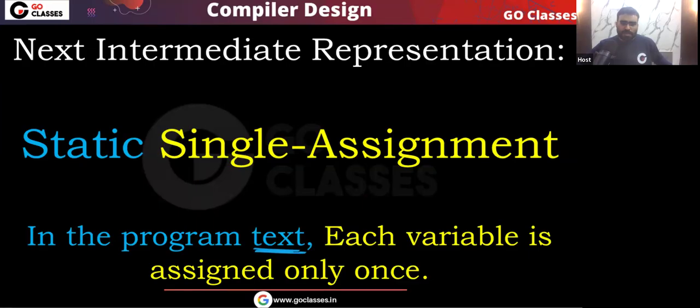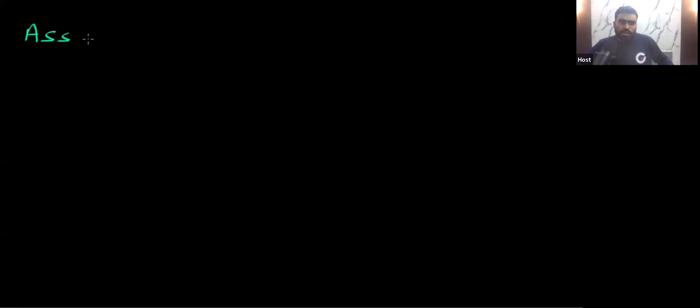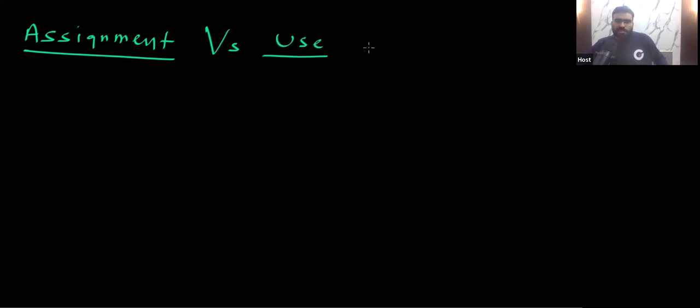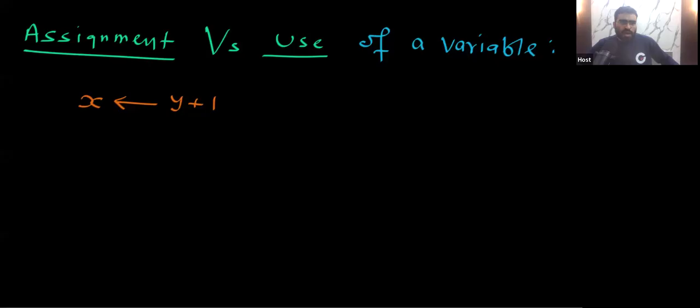Very simple point. Now let's see what assignment is. What is assignment versus use of a variable? This is a very simple point. What is assignment of a variable, you already know. For example, in X, if I am assigning some value, maybe I'm assigning Y plus 1, I can say this instruction is assignment of X.